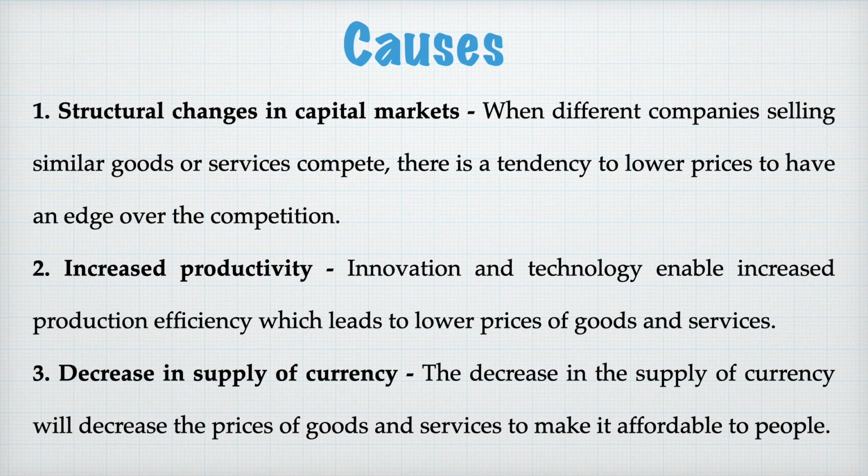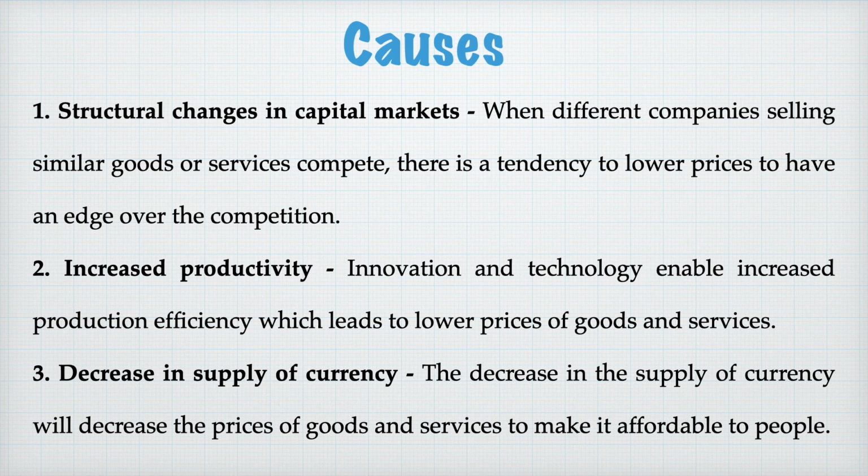What are the causes? Structural changes in capital market. That is when different companies selling similar goods and services compete. There is a tendency to lower prices to have an edge over the competition. Now, everybody is selling the same kind of product, same quality and same features. But if your company has a high price for that, would anybody buy from your company? No, because the same feature good is available for a lower price. So automatically your company will also start what? Dropping the prices.